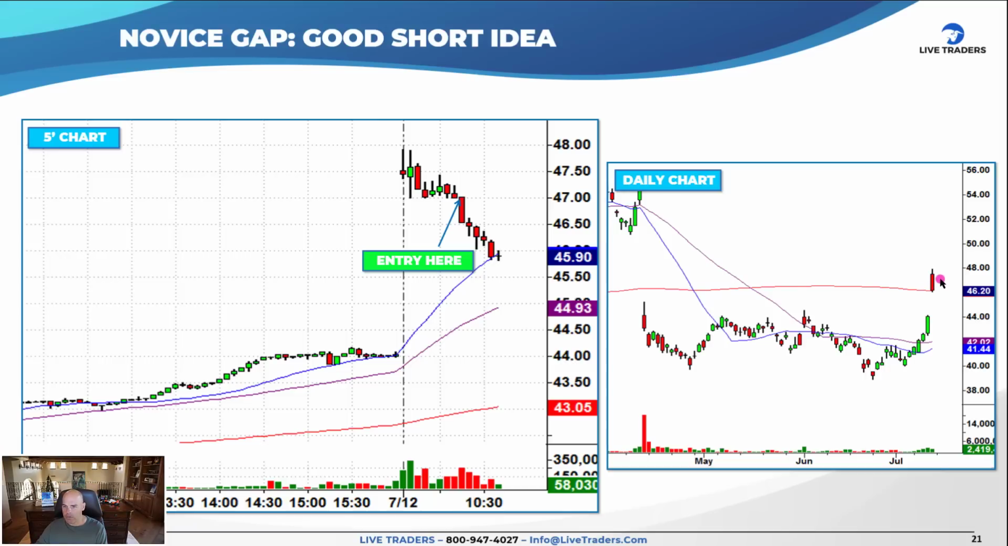Okay? 46. Yesterday's gap was definitely not a novice gap. It was a gap and crap. Right, that's what I would call it, a gap and crap. It gapped up and sold off. But it wasn't any type of professional gap. It was too big. 4% in the market's huge.